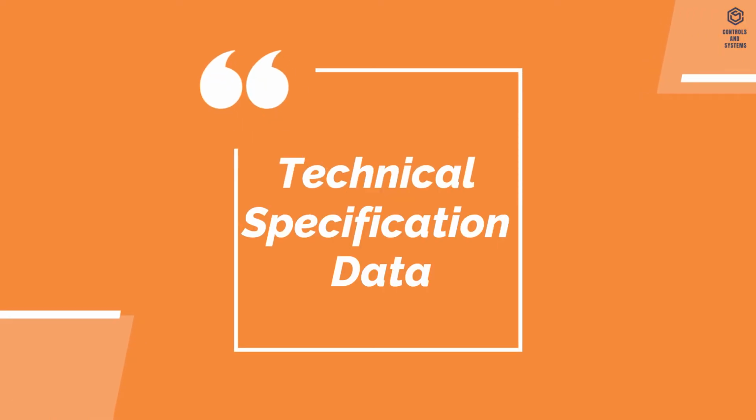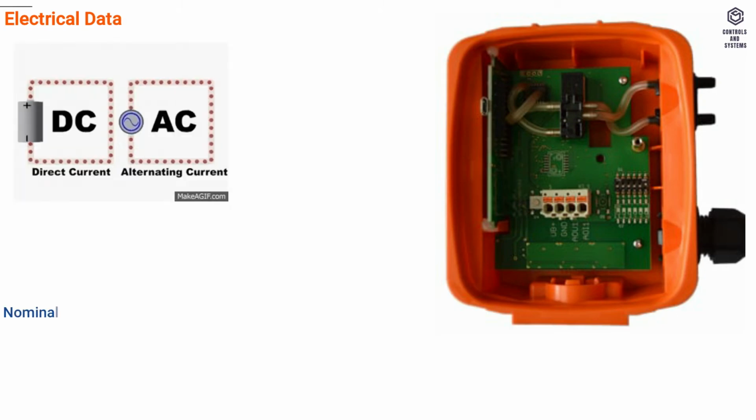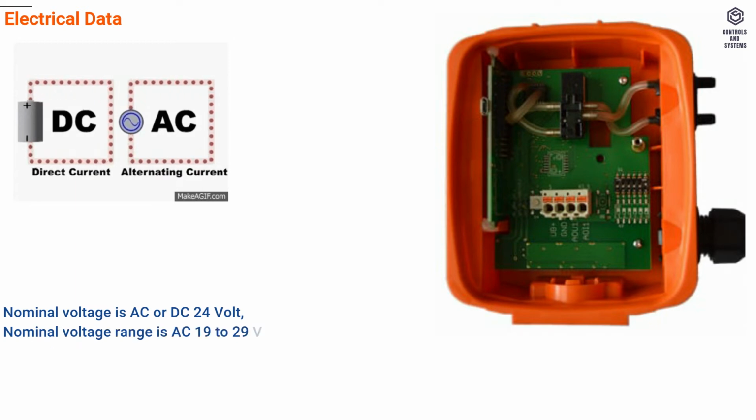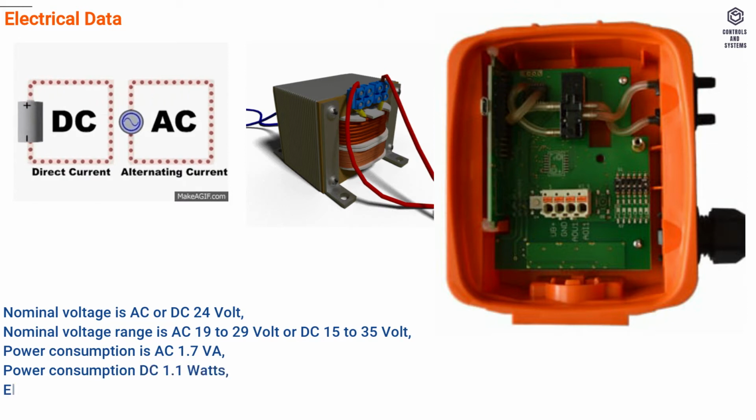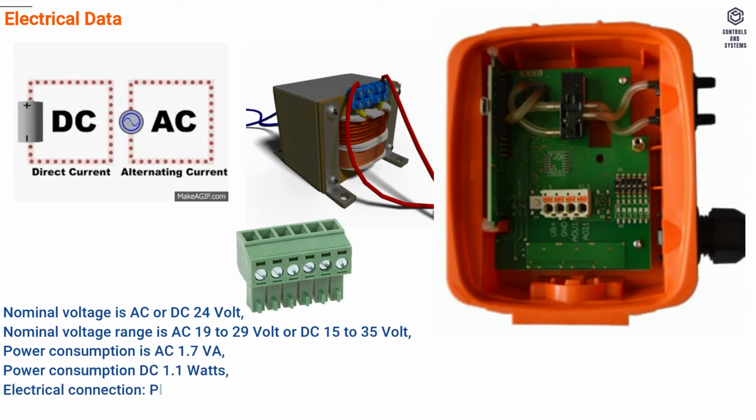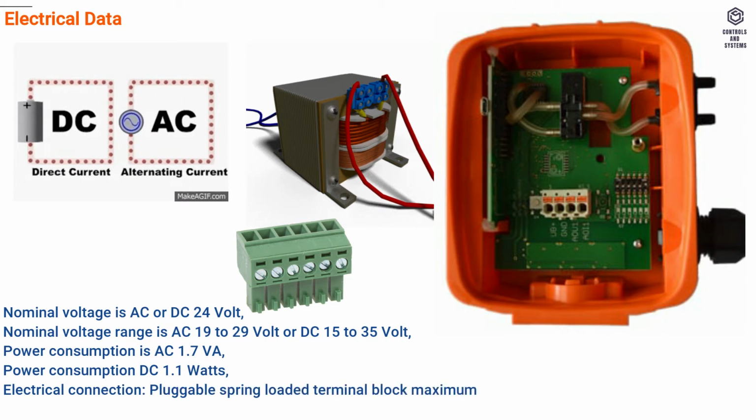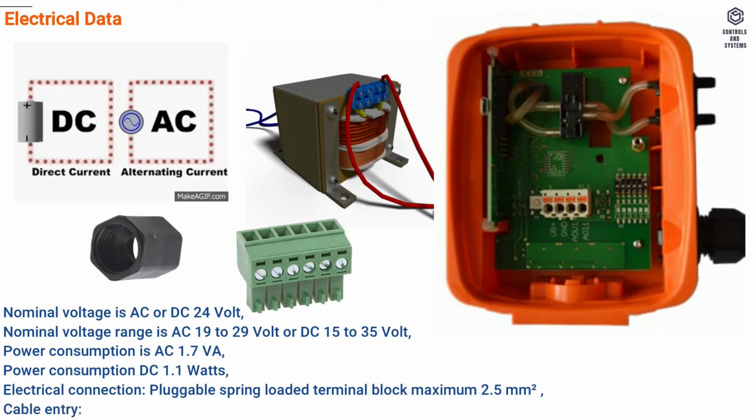Technical specification data, electrical data. Nominal voltage is AC or DC 24 volt, nominal voltage range is AC 19 to 29 volt or DC 15 to 35 volt, power consumption is AC 1.7 VA. Power consumption DC 1.1 watts, electrical connection, pluggable spring-loaded terminal block maximum 2.5 mm², cable entry, cable gland with strain relief 6 to 8 mm.